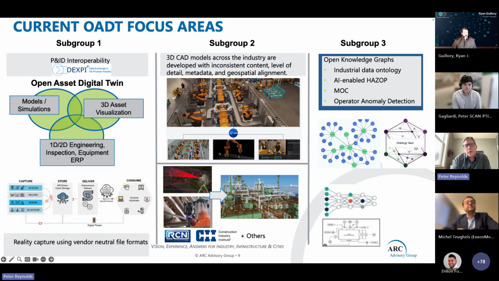The second subgroup for the Open Digital Ecosystem Working Group is around 3D CAD models and making sure that they are developed with consistent content, consistent level of detail, metadata, and geospatial alignment. And part of that is addressing reality capture in neutral file formats for both photogrammetry and LiDAR. We have created some sets of requirements for this as a working group deliverable and delivered those to both Construction Industry Institute and the Reality Capture Network and a few other bodies.